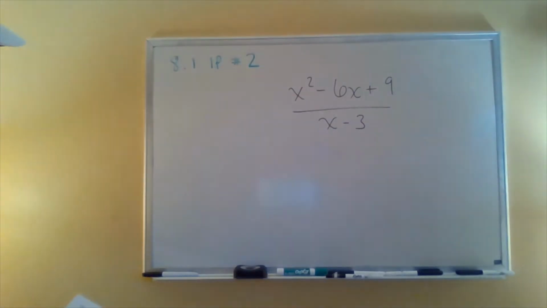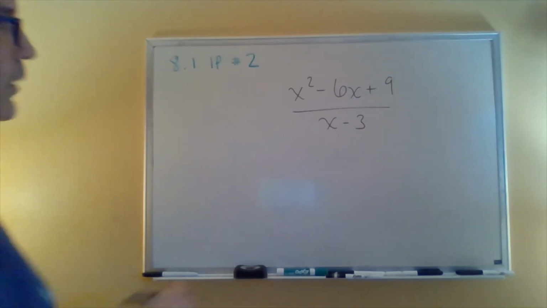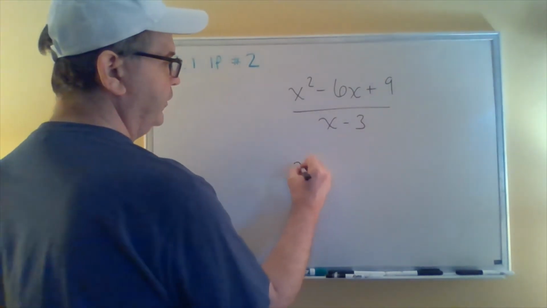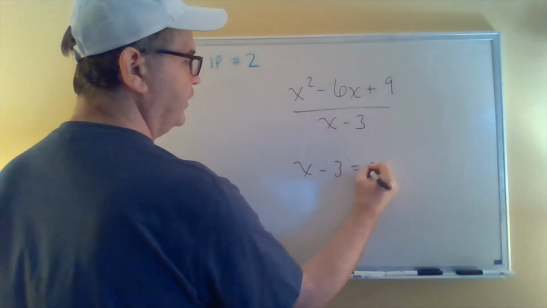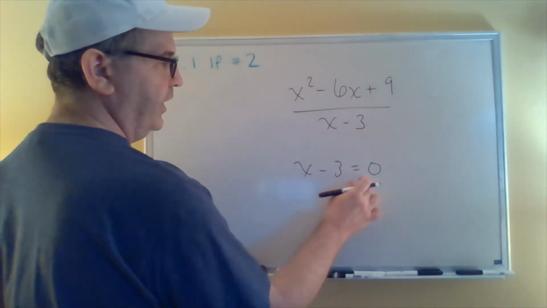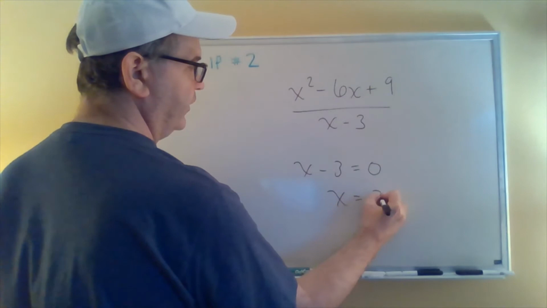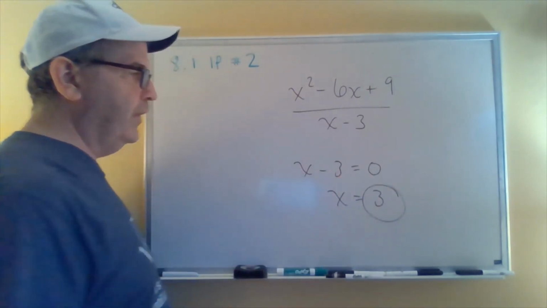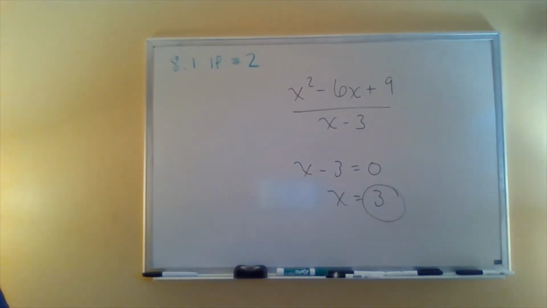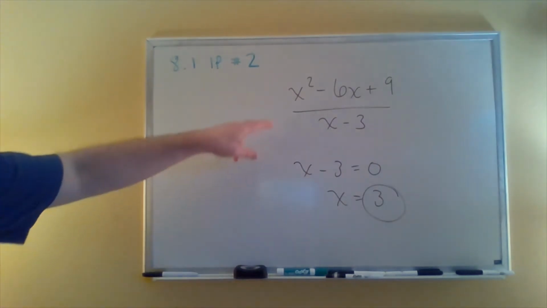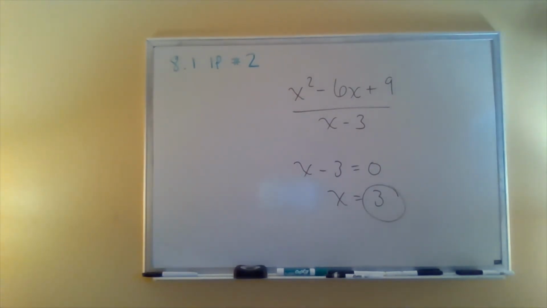Number 2, we're given the rational expression x squared minus 6x plus 9 all over x minus 3 and asked to find the excluded value. And to do that, we set our denominator equal to 0. X minus 3 equals 0. So we just solve this for x. Add a 3 to both sides. X equals 3. Our excluded value in this rational expression is 3, or that's the number in which case this expression would be undefined.